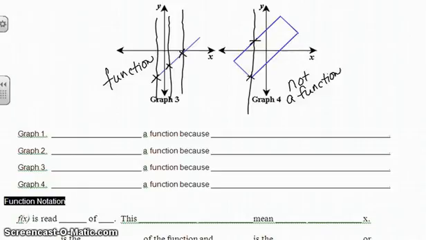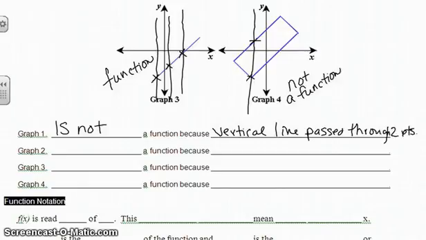Completing our statements down below, graph 1, if we remember, that was a circle. It crossed in two places. Graph 1 is not a function because my vertical line passed through, whoops, I forgot my H, 2 points. Graph 2, that was a square, and that is not a function for the same reason. That vertical line passed through 2 points.